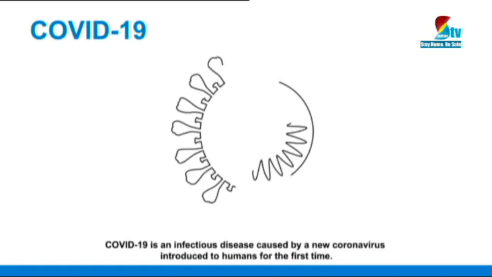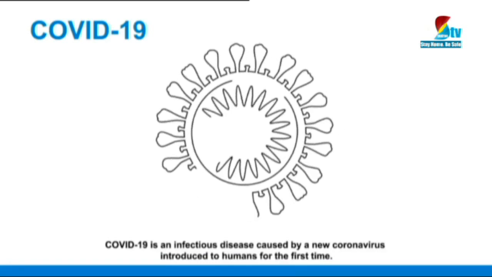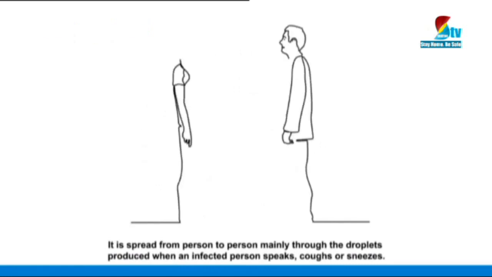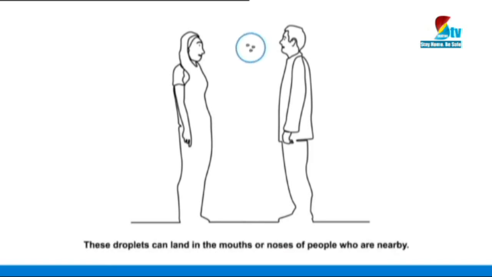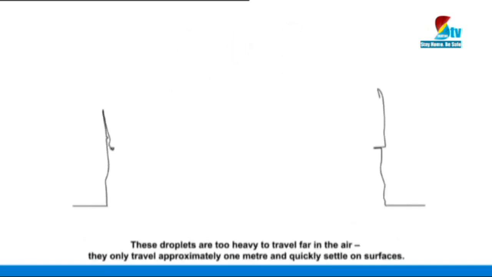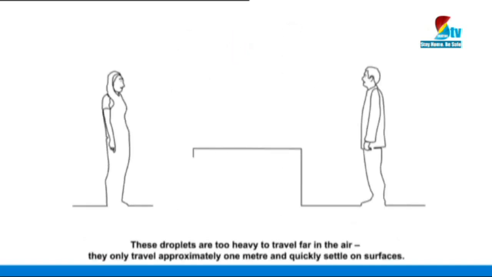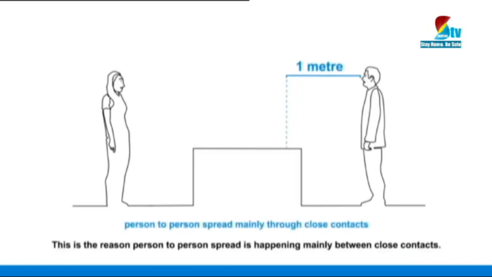COVID-19 is an infectious disease caused by a new coronavirus introduced to humans for the first time. It is spread from person to person, mainly through the droplets produced when an infected person speaks, coughs, or sneezes. These droplets can land in the mouths or noses of people who are nearby. These droplets are too heavy to travel far in the air. They only travel approximately 1 meter and quickly settle on surfaces. This is the reason person-to-person spread is happening mainly between close contacts.